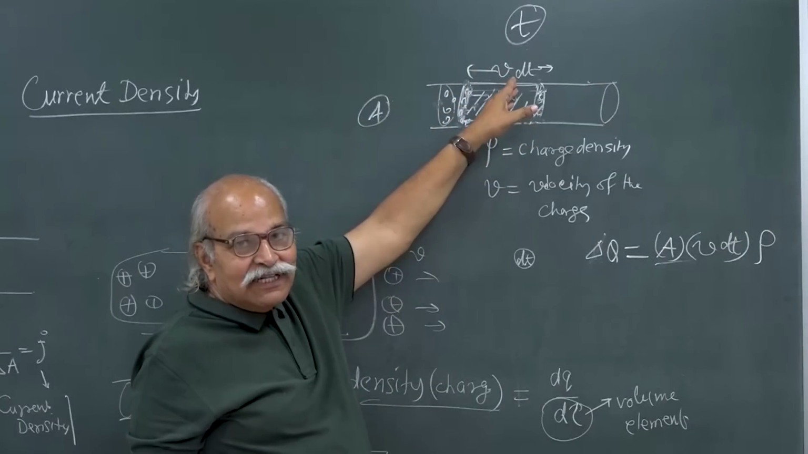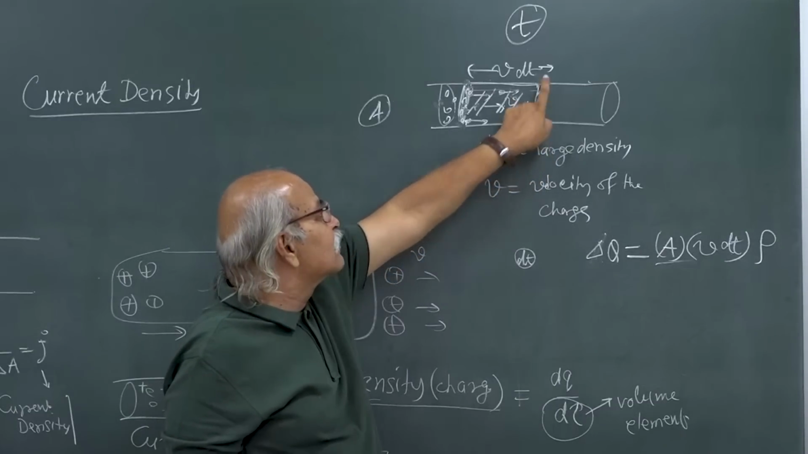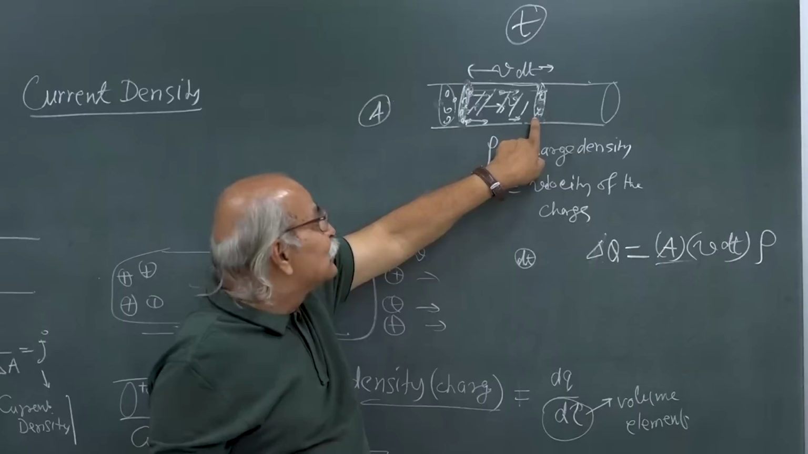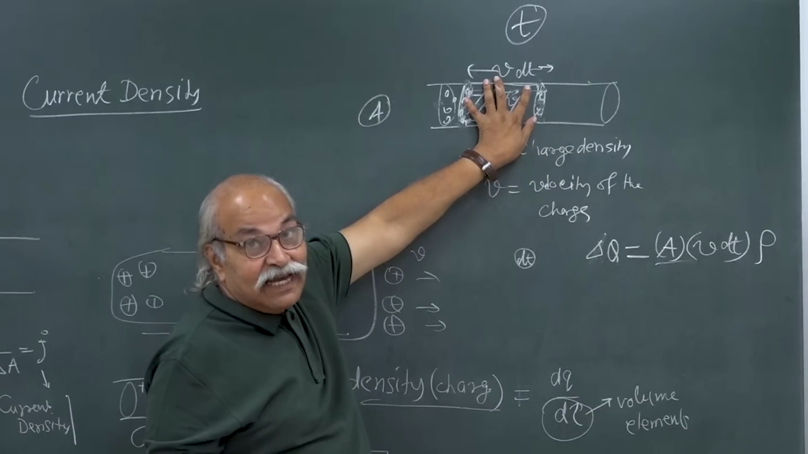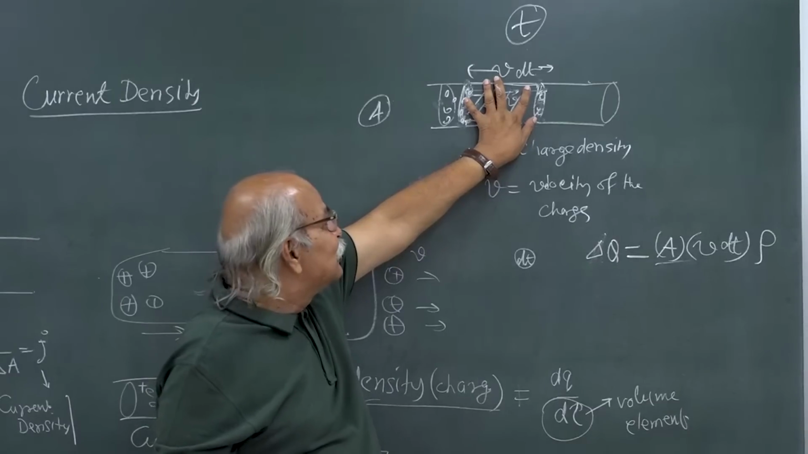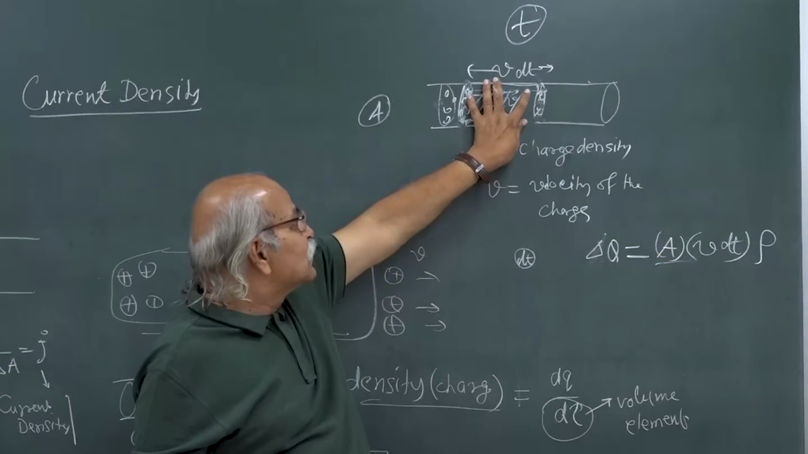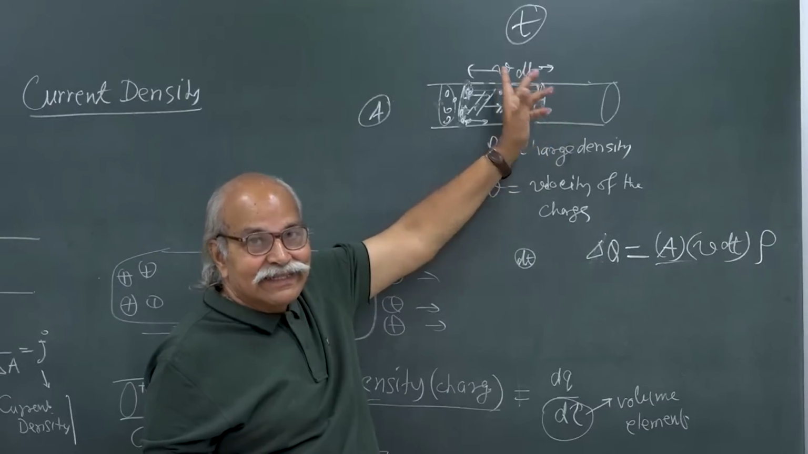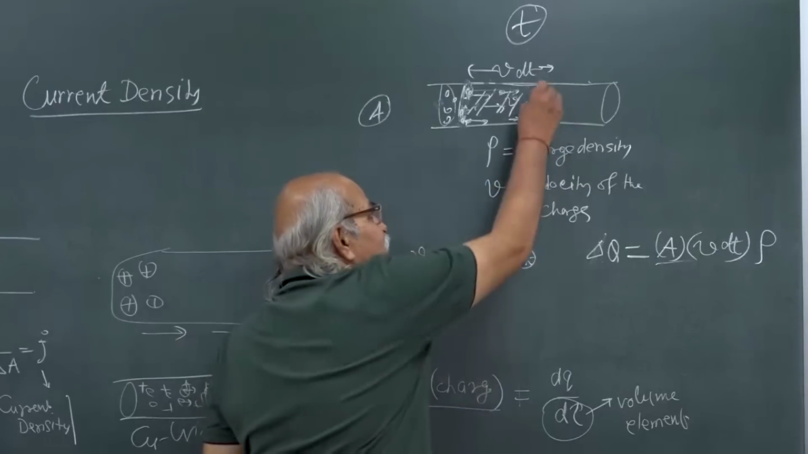I am looking for how much charge has crossed this particular area in that time interval dt. So only these charges have crossed, and all of these charges have crossed. So how much charge has crossed, that we have already written. It is the charge which was contained here at time t, only that will cross here in the next dt, and therefore this is the charge which has crossed this cross section.